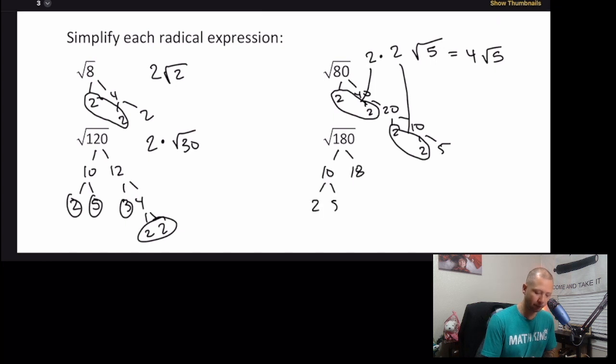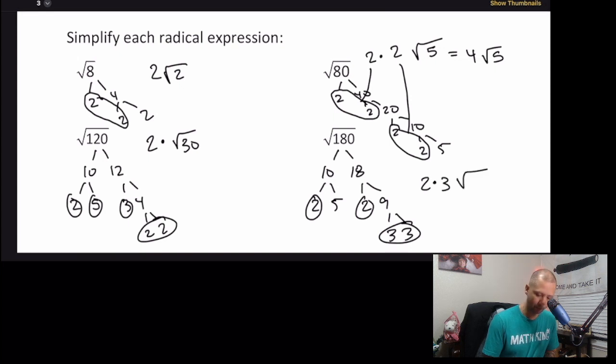All right, 180, this can be written as 10 and 18. 10 is going to be 2 and 5. 18 is going to be 2 and 9. And 9 is 3 times 3. Here we have a pair of 2s. That's going to come out as a single 2. And then a pair of 3s. That's going to come out as a single 3. And what's left behind? Root 5. So 180 is going to be 6 root 5.